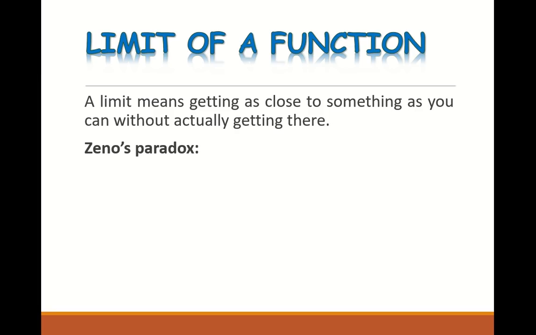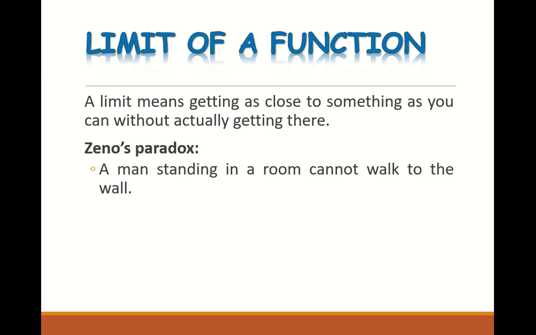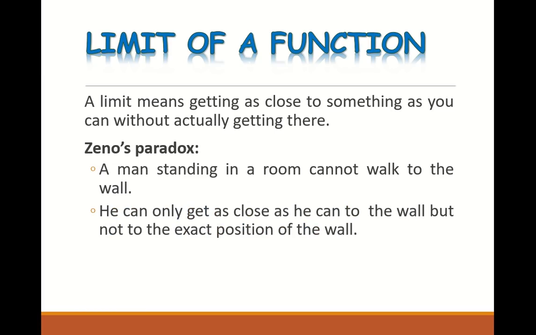And here we have what we call Zeno's Paradox. It says that a man standing in a room cannot walk to the wall. It means that he can only get as close as he can to the wall but not to the exact position of the wall. Okay, is it clear? So if there's a wall and you want to walk towards the wall, you have a limit. Your limiting position is just very close to the wall, but you cannot be in the exact position of the wall. So that is Zeno's Paradox.